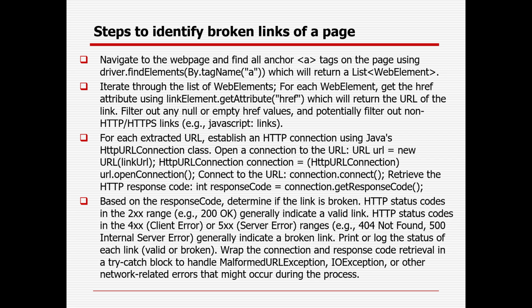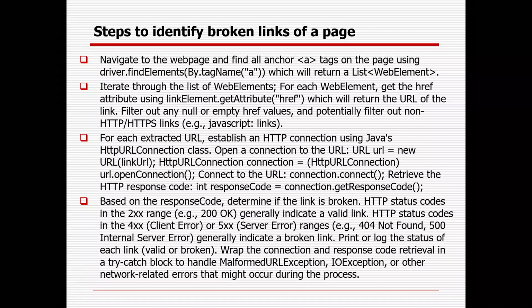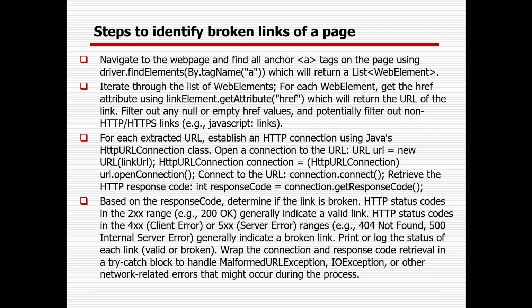We need to filter out any null or empty href values, and potentially filter out non-HTTP or HTTPS links. In case an HTTP link is not working, that means it's a broken link. After that, for each extracted URL, we need to establish an HTTP connection using Java's HttpURLConnection class. First, we need to open a connection to the URL: URL equal to new URL, passing the link URL we already got. After that, we create an instance of the HttpURLConnection class, call the connect method, and then retrieve the response code and store it as an integer.